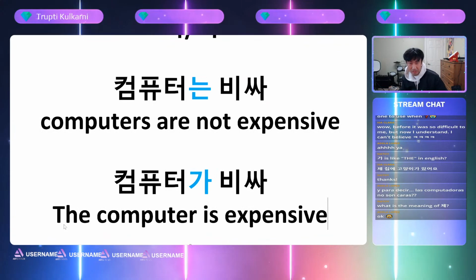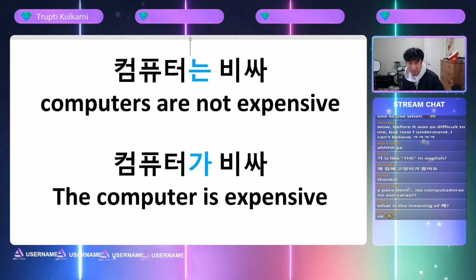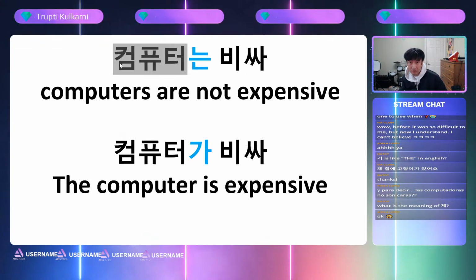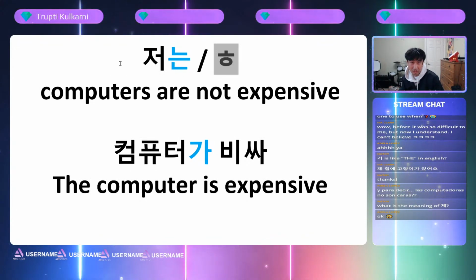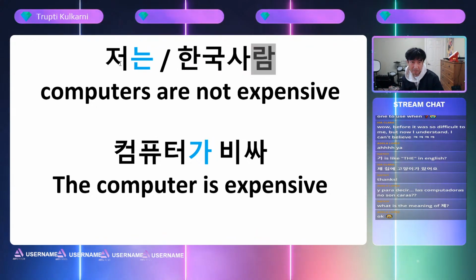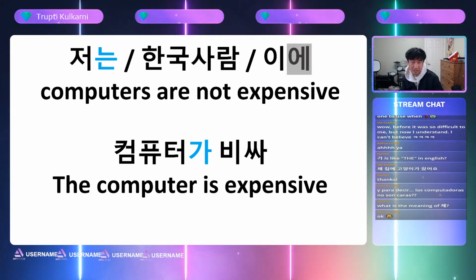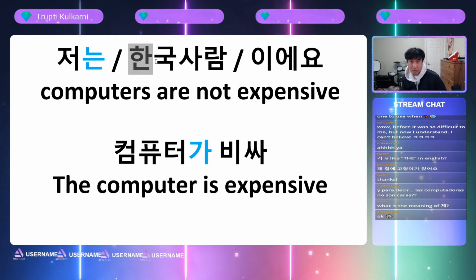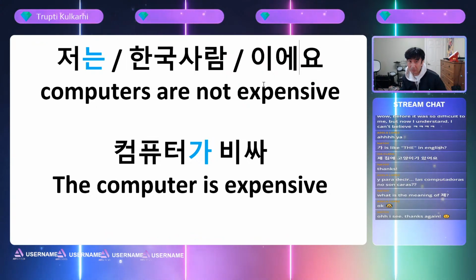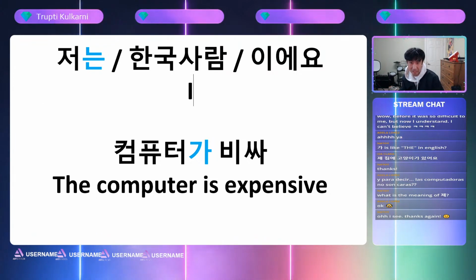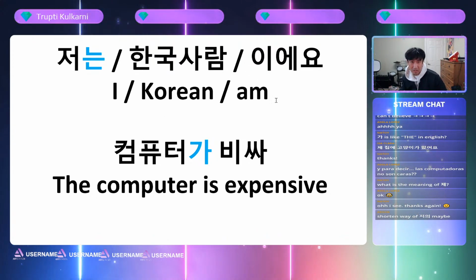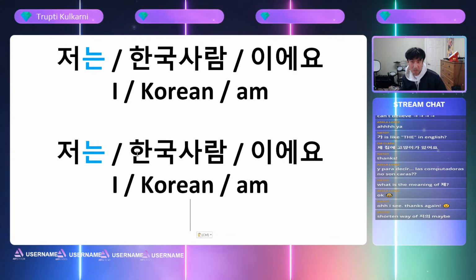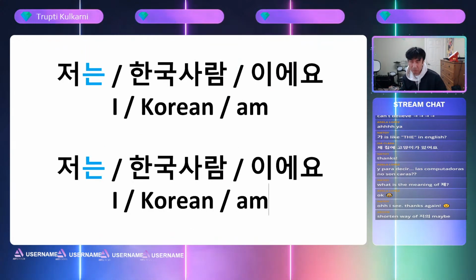But you see, the confusion comes in here. Let me show you. If you say 저는, let's go back to that sentence. 저는 한국 사람이에요. Like I, Korean person am. I am Korean. Simple enough. But what if we use the 가 particle instead? This is where people get confused.